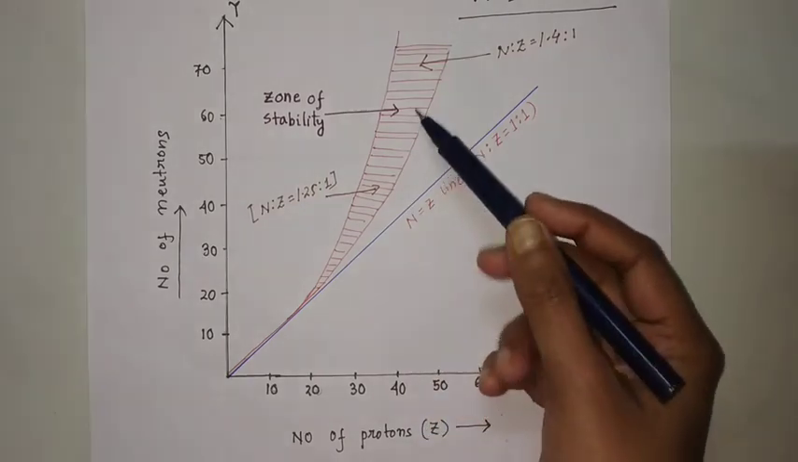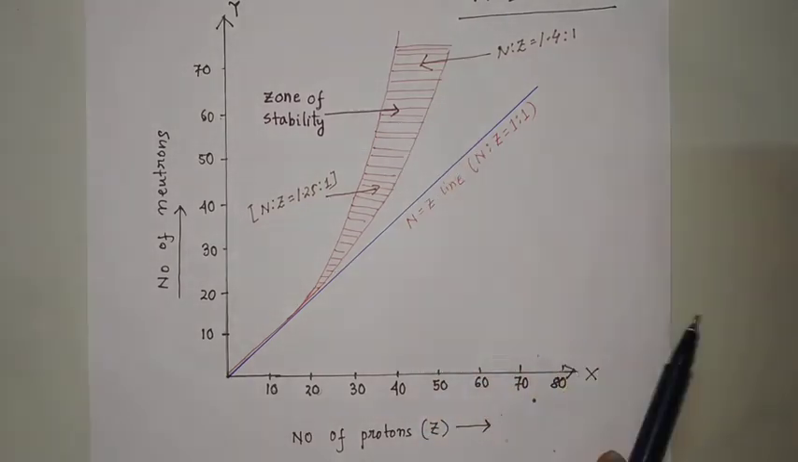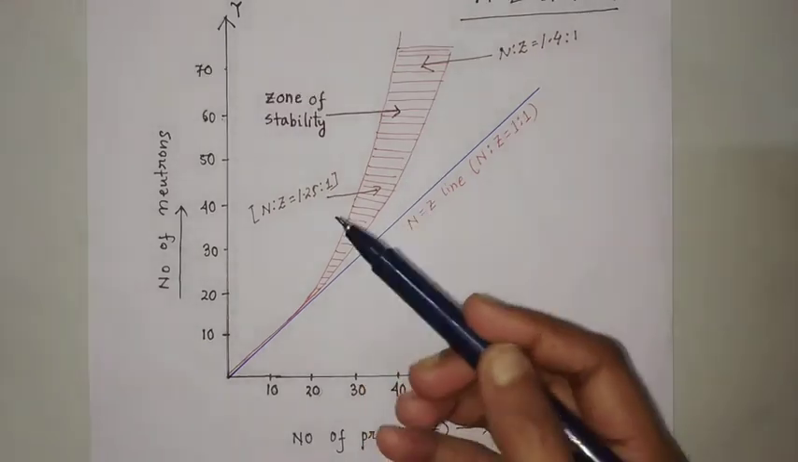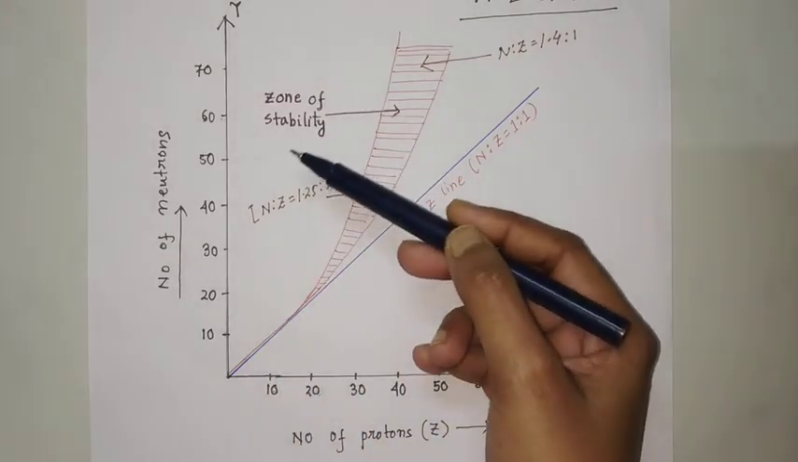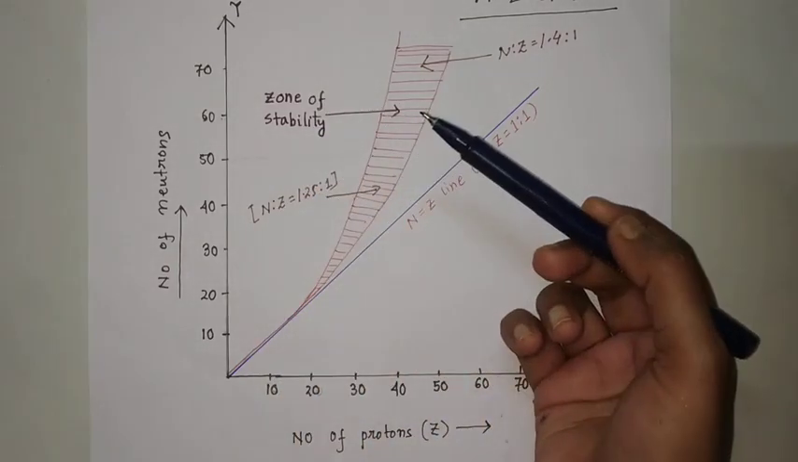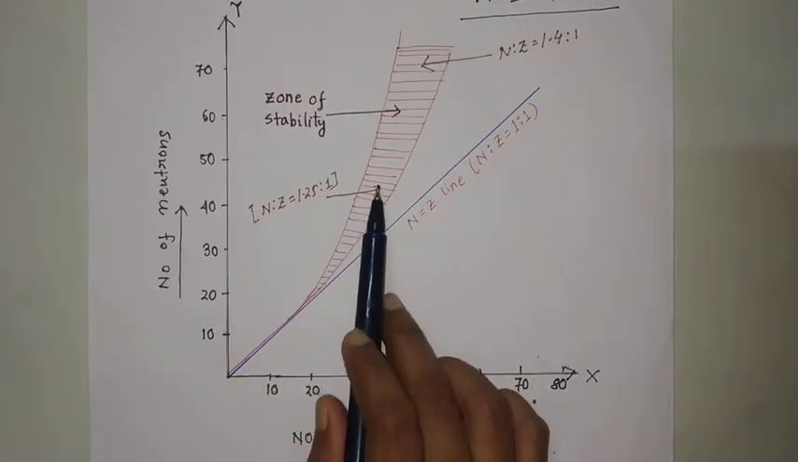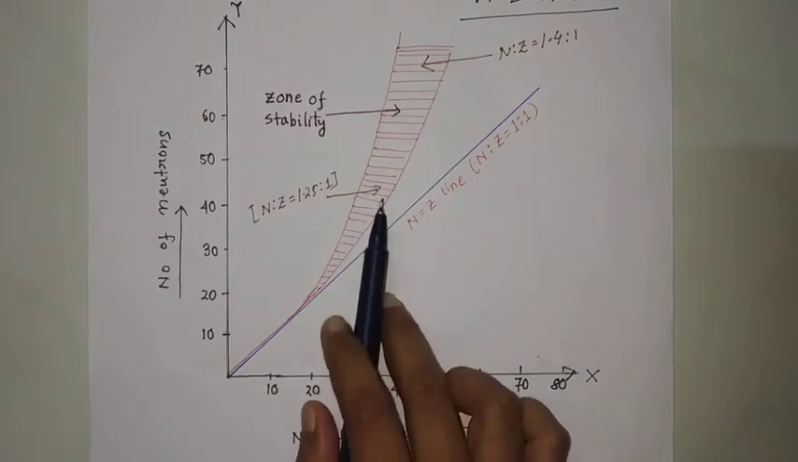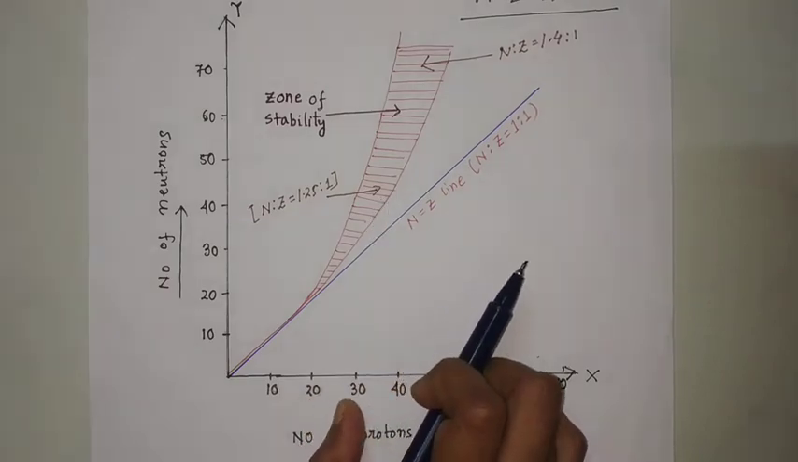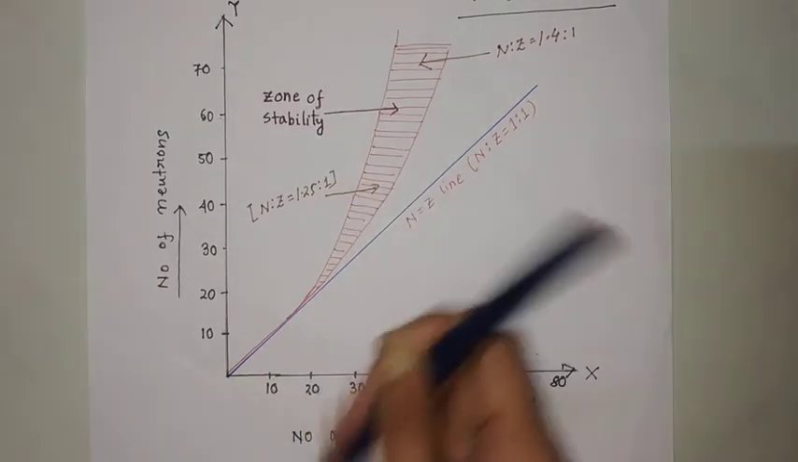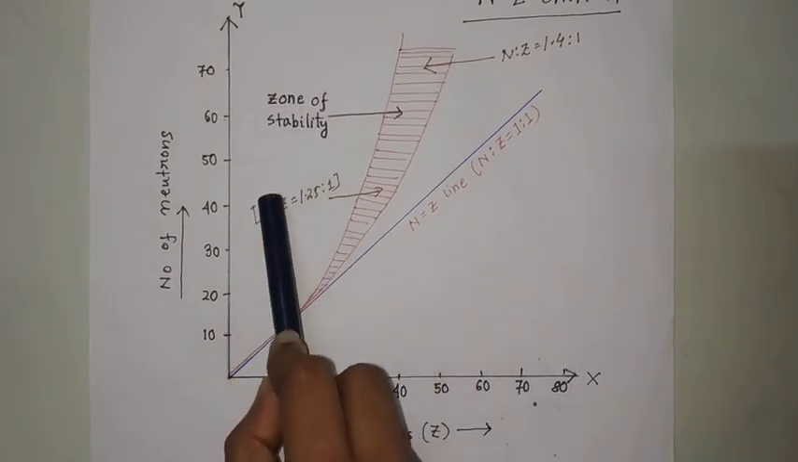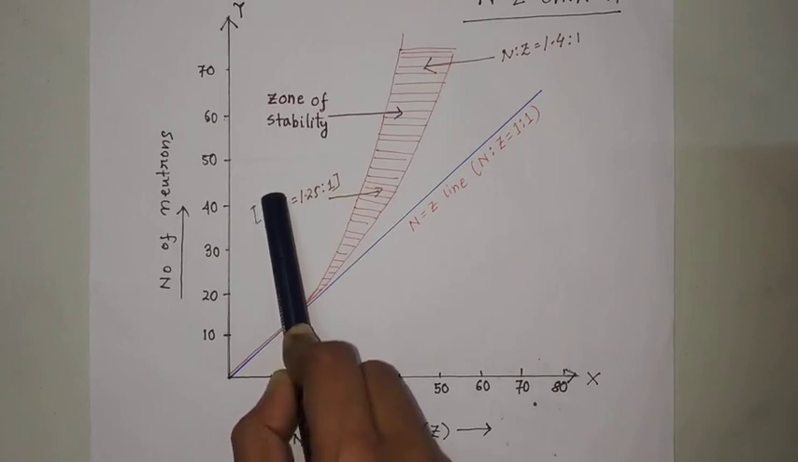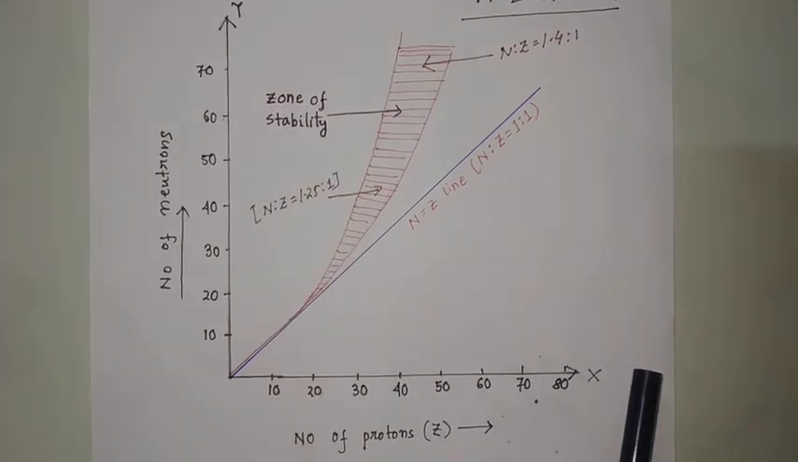So this is the zone of stability. Now if an isotope lies above this region, to the left above the zone of stability, it is unstable. All those nuclei which lie below the zone of stability, or to the right side of it, are also unstable. If an isotope's proton and neutron ratio is somewhere above the zone, it is unstable, that is radioactive, and it becomes stable by beta minus emission, that is electron emission from the nucleus.